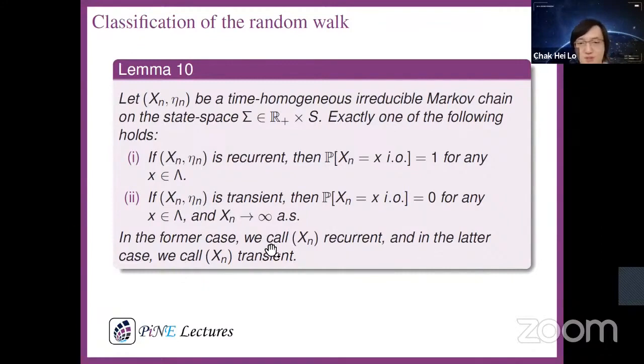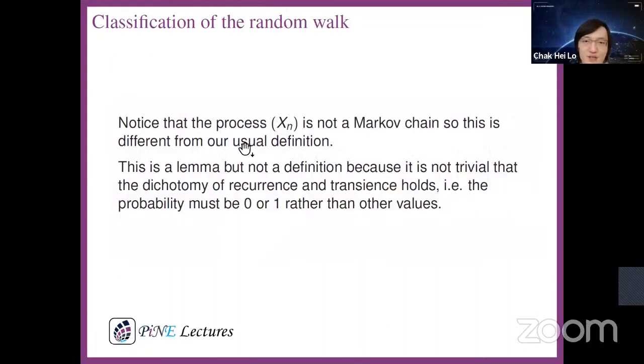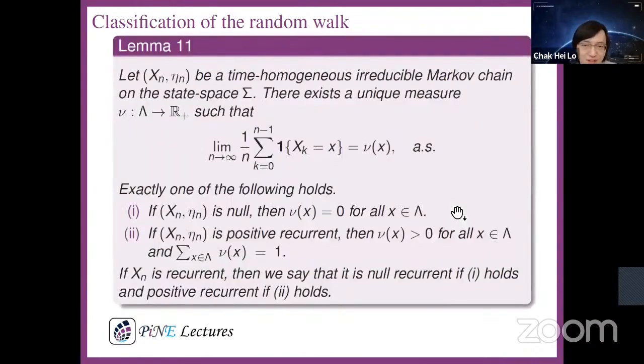So in the former case, we can just simply call X_n recurrent, and in the latter case, we just call X_n transient. We just drop the eta_n part here. Okay, so as I said, the process X_n is not a Markov chain, so this is somehow different from our usual definition. This is a lemma, but not a definition, because it's not trivial that the dichotomy of recurrence and transience holds. So the probability must be zero or one rather than other values. Okay. So, I mean, the proof depends on some Markov chain theory. So if you know a bit of Markov chain theory, then you can somehow believe me in this presentation that this is true. This is still a dichotomy.